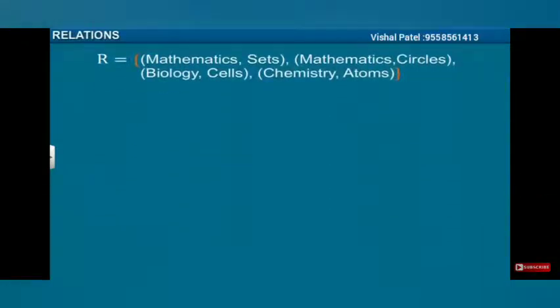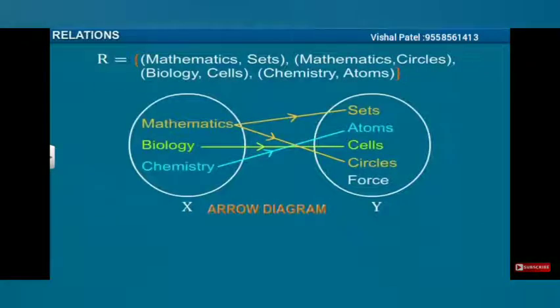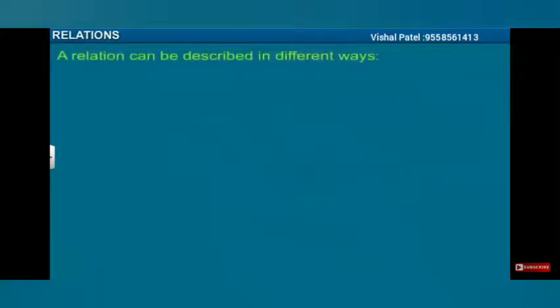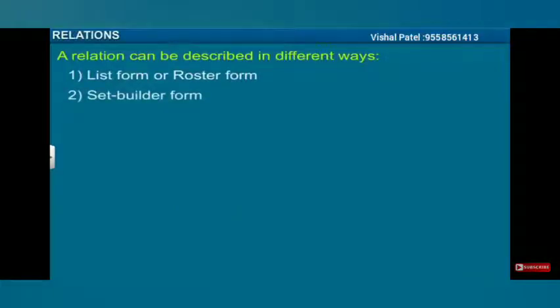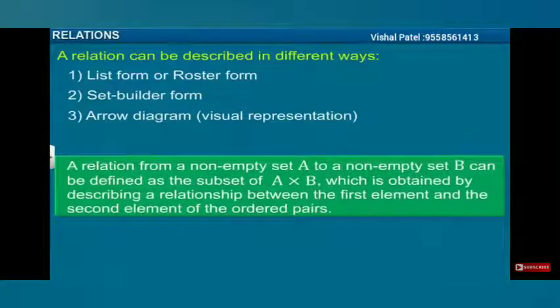So here R, the relation, can also be represented in an arrow diagram, with mathematics, biology, chemistry as X and the topics as Y. A relation can be described in 3 different ways. In the set chapter we learned the roster form, the set builder form, and the third one is the arrow diagram, called visual representation. So we all know about roster form and set builder form. A relation from a non-empty set A to a non-empty set B can be defined as a subset of A cross B, which is obtained by describing a relation between the first element and the second element of the ordered pairs.